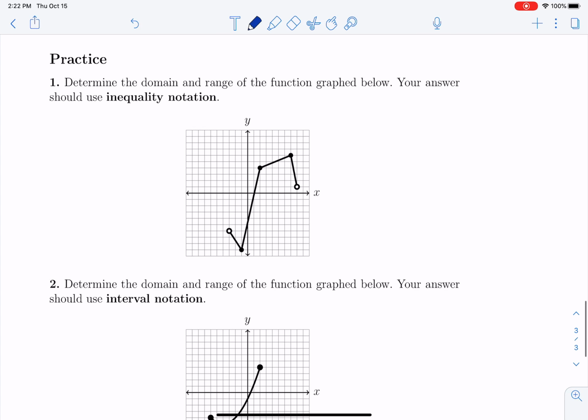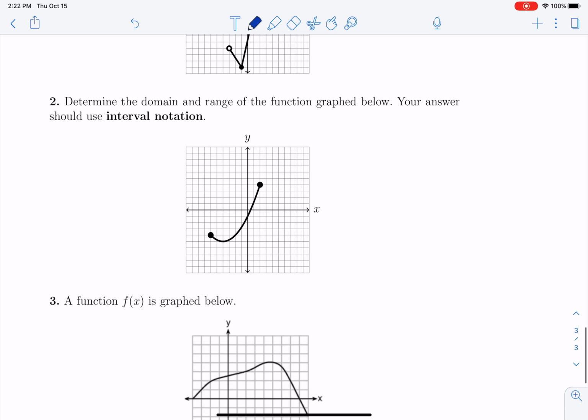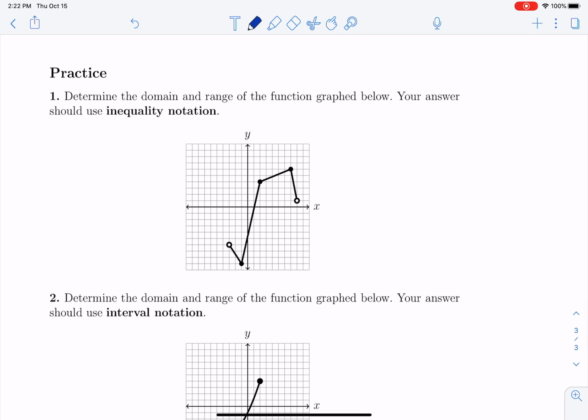There are a few practice problems you were asked to do in Desmos. Again, just be careful about this unfilled circle, that empty circle there. We could look at the first one together.